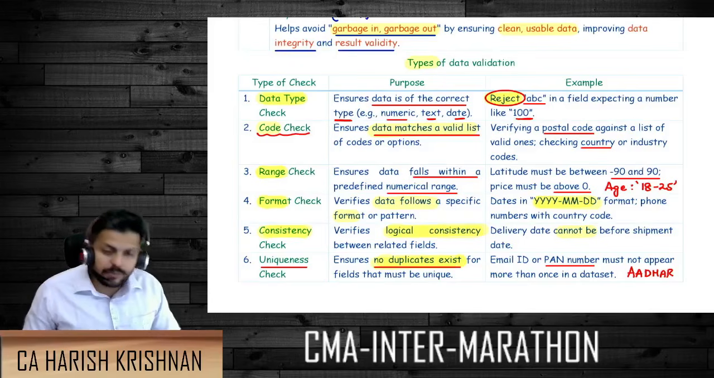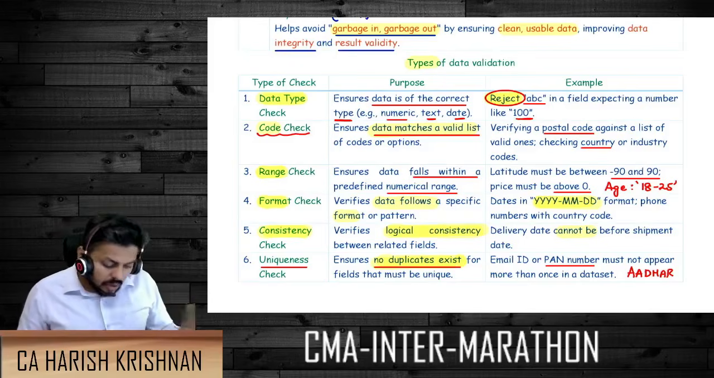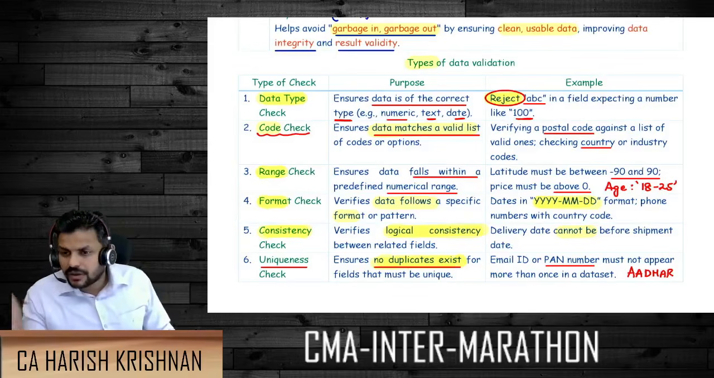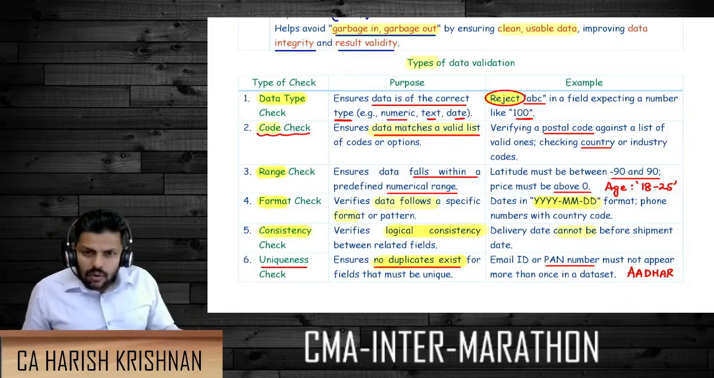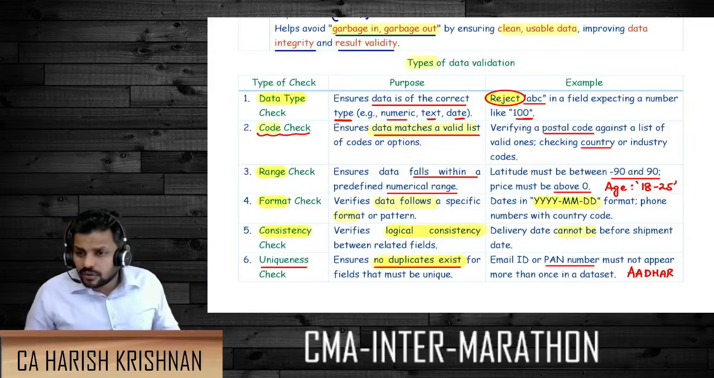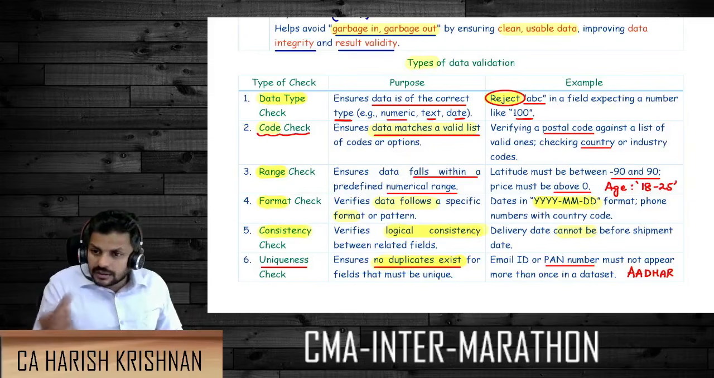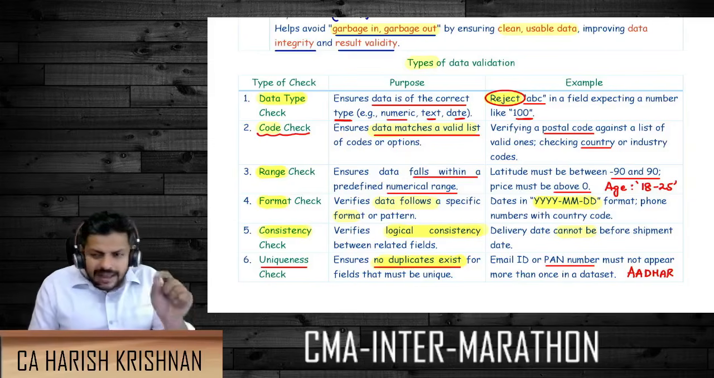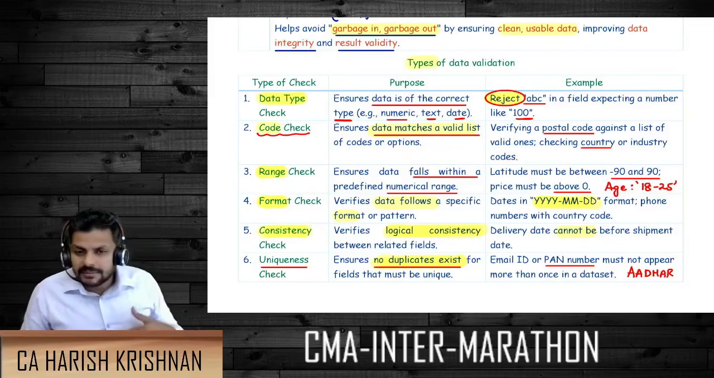Yes, data type check, whether numeric data or text data or date, everything. Code check, whether the code is valid, say if you are using any postal code or state code or any code, followed by a range check. Say on certain websites you are allowed to enter only if you are above 18, or the range is between 18 to 25, or if you're applying for a job, only the 18 to 30 age group can apply, whether the value in that box falls within a range. Then we talk about format check, mostly for dates, mmddyy, ddmmyy, all of that.